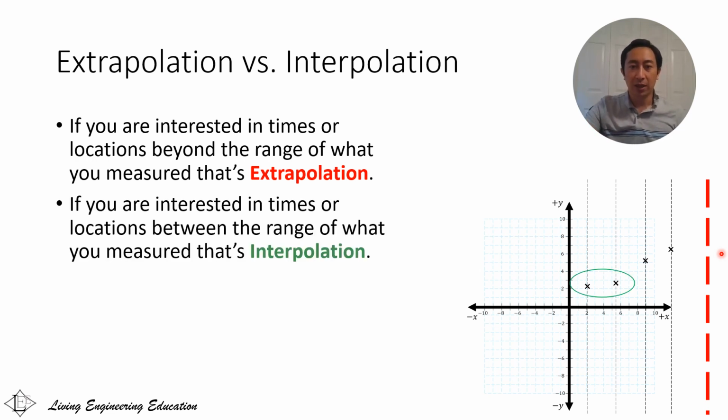Interpolation is if you're looking at within the range. So let's say within the range of these 2 points you're interested, then this would be considered interpolation. So it's between or within the range of data points that you have.